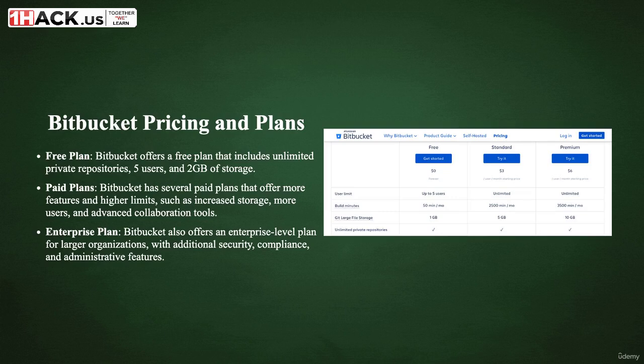Paid plans. Bitbucket also offers several paid plans that provide more features and higher limits. These plans include increased storage, more users, and advanced collaboration tools, making them suitable for growing teams and larger projects. Enterprise plan. For larger organizations, Bitbucket offers an enterprise-level plan that includes additional security, compliance, and administrative features. This plan is designed to meet the needs of enterprise-scale teams and organizations. Regardless of the plan you choose, Bitbucket provides a flexible and scalable solution to meet your version control and collaboration requirements.